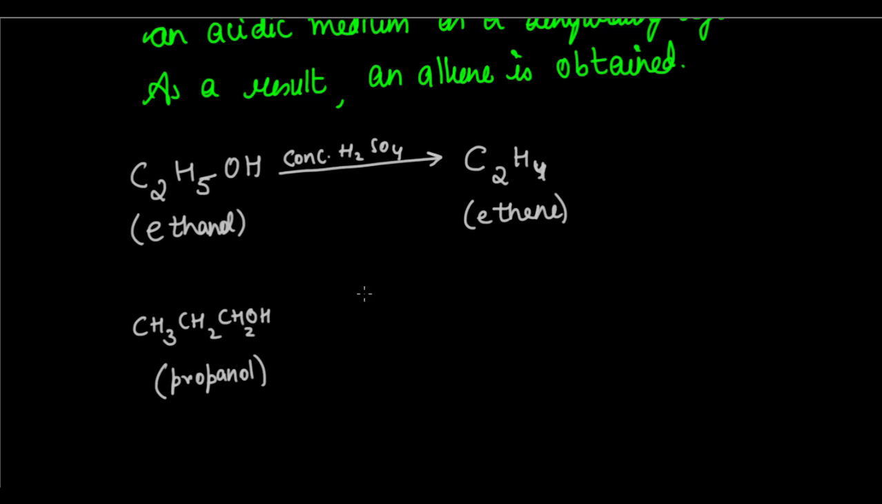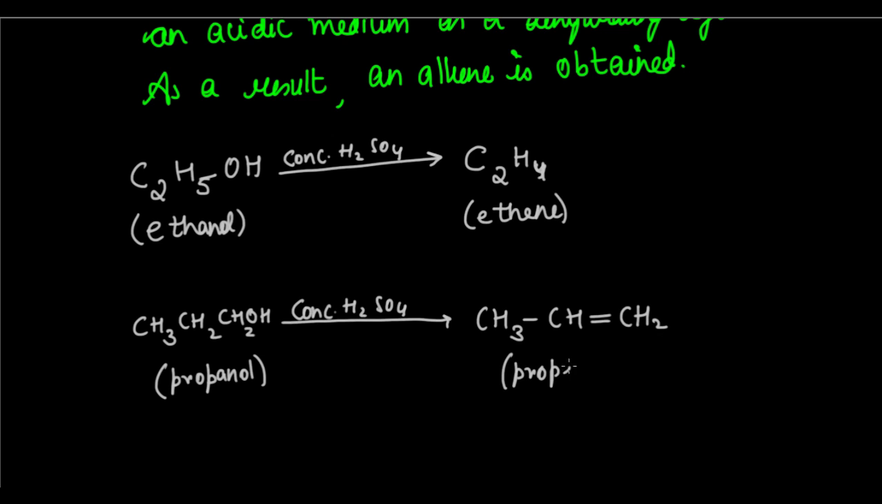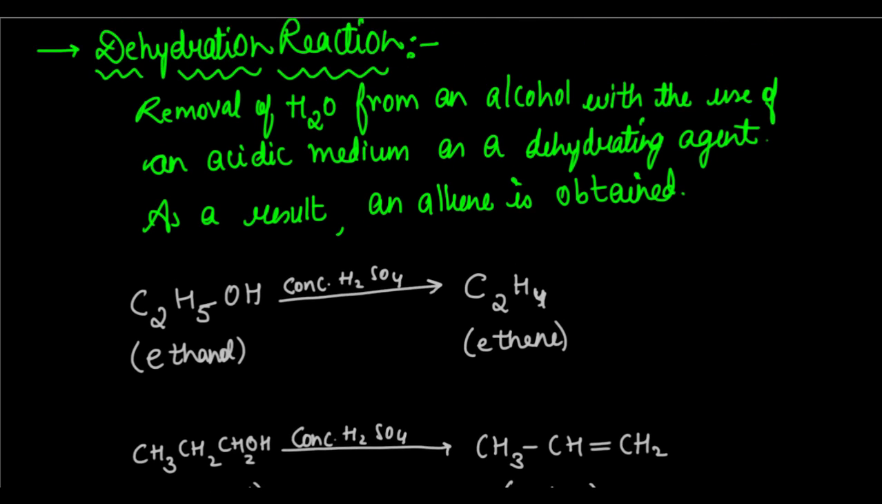Okay. So propanol undergoes a dehydration reaction in the presence of, again, concentrated H2SO4. You can take any acid, but we usually take concentrated H2SO4. And then again it loses OH and it loses one hydrogen. So we get CH3 CH=CH2. That is propene. So propanol undergoes a dehydration reaction in the presence of conc. H2SO4 to give propene, again an alkene. So in this way you can see that a water molecule is lost.